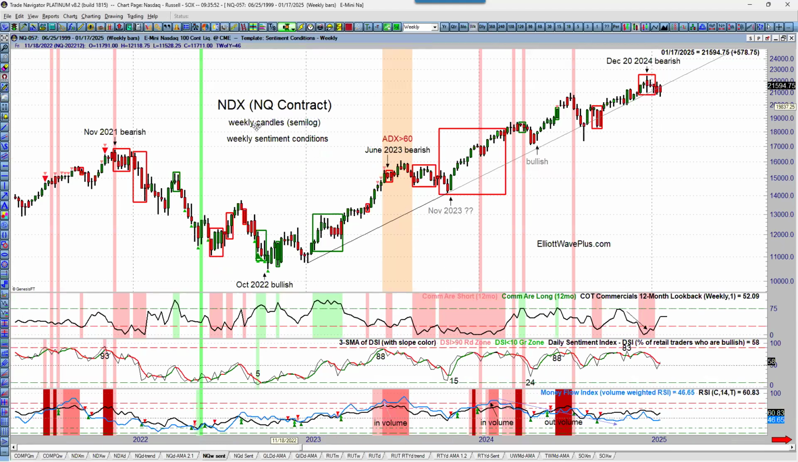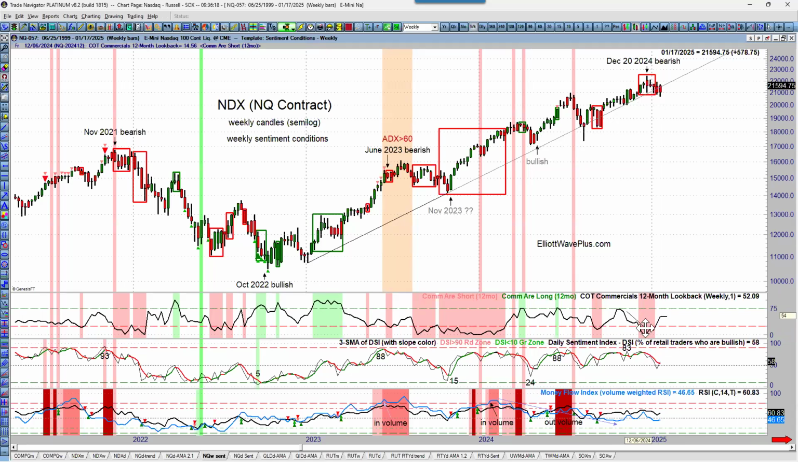Now, in the case of the NQ contract, I've drawn a line across these two lows, and that officially is being flirted with to the downside now, or it was in the last couple of weeks.